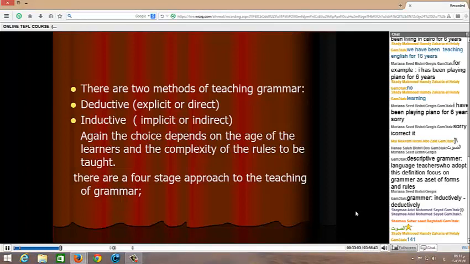That's to say again, and that's exactly what happens in teaching grammar rules, for example, or grammar in Arabic, actually, to teach it explicitly, directly, to give the rules and then ask for examples. Inductively, that's to begin with the examples, implicitly or indirectly.